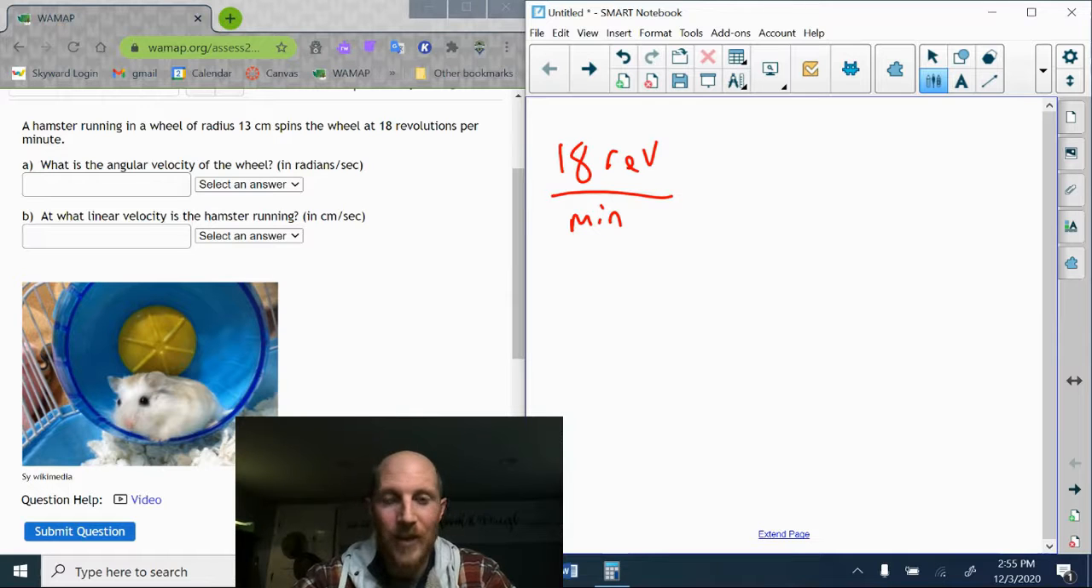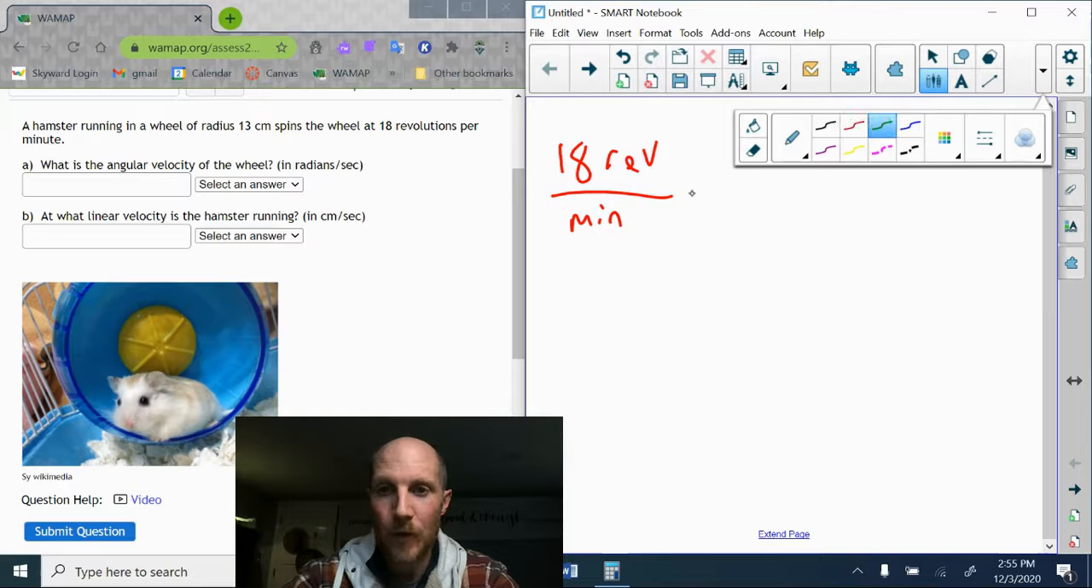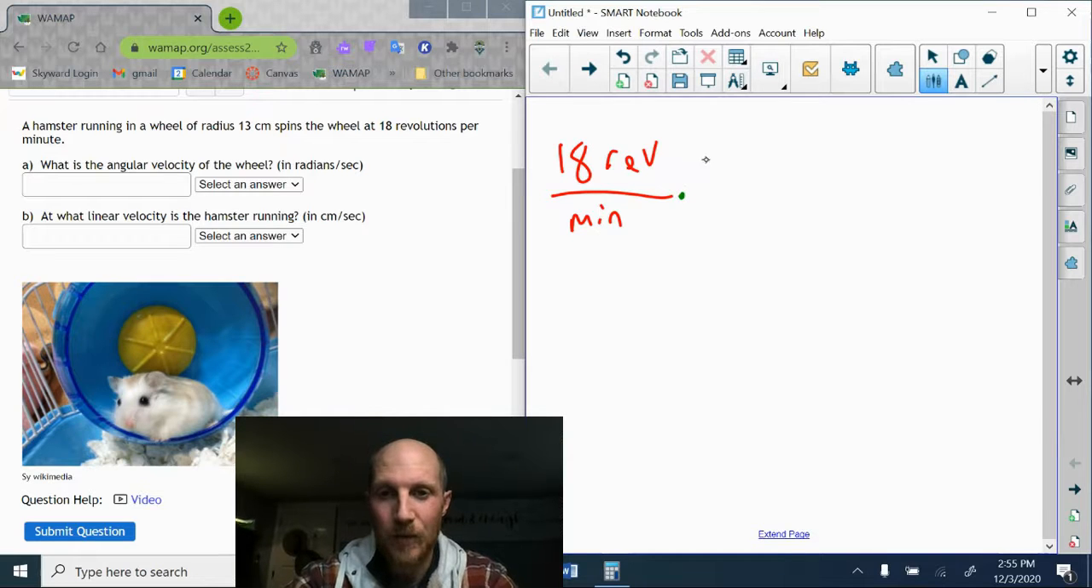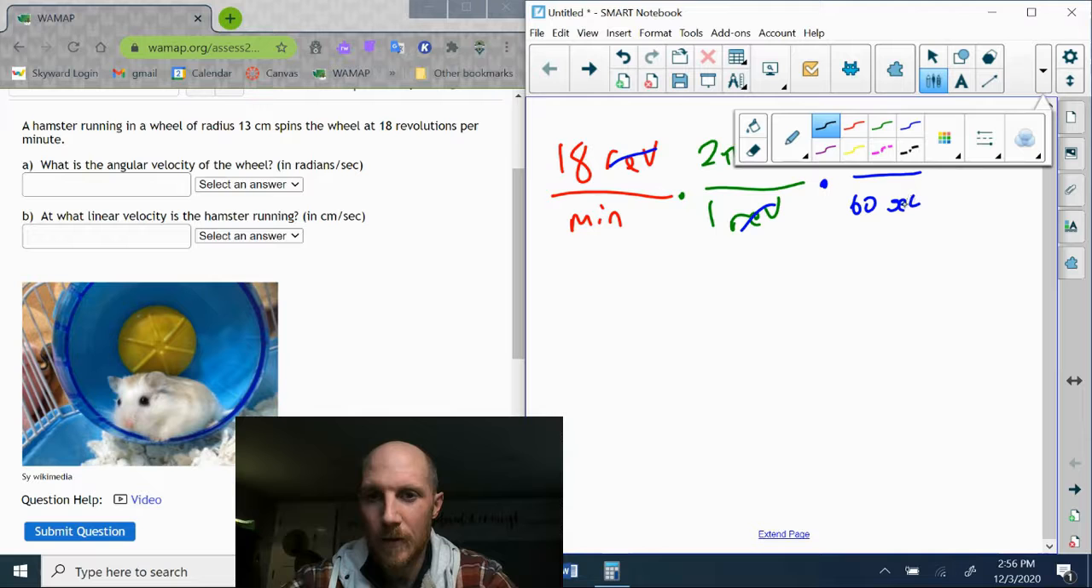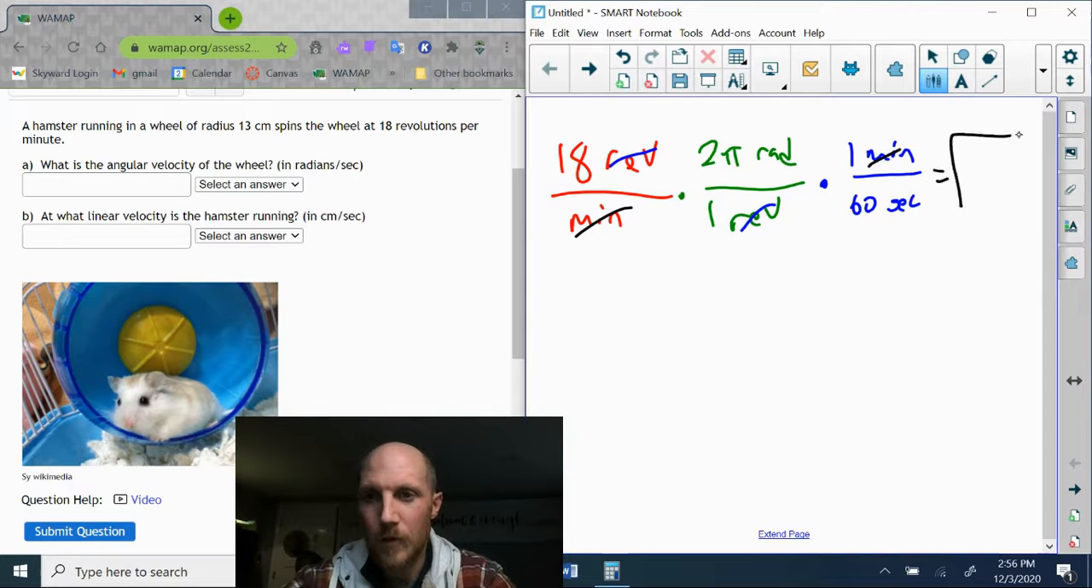Part A, I am asked to find the angular velocity measured in radians per second. My conversion factor to get from rotational speed to angular speed is always going to be 2 pi radians, because that is the definition of what it takes to make one revolution. In this particular case, I'm going to need an additional conversion factor, because right now I have radians per minute. The directions are asking me for radians per second. So 1 minute is 60 seconds. And then minutes are going to cancel.